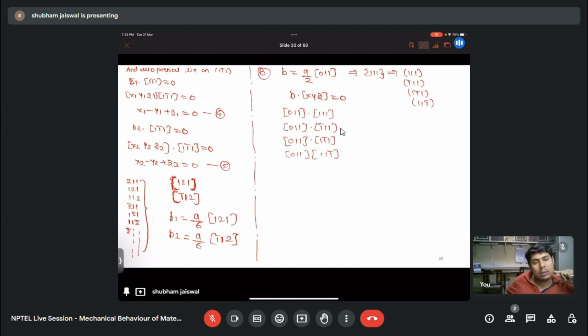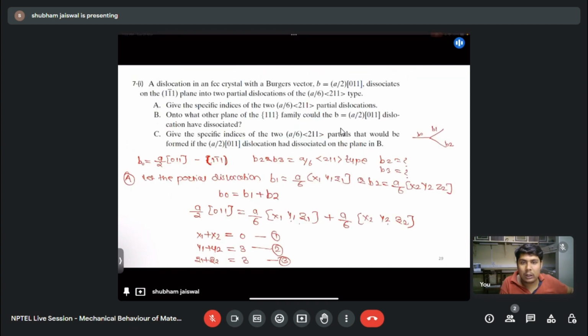So here, out of these, only this will satisfy the equation. So that is [1 1 1 bar] will be the answer. Okay, now here comes the C part. So what they are asking in the C part: give the specific indices of a/6 <211> partials that would be formed if the a/2 <001> dislocation had dissociated on the plane in B.